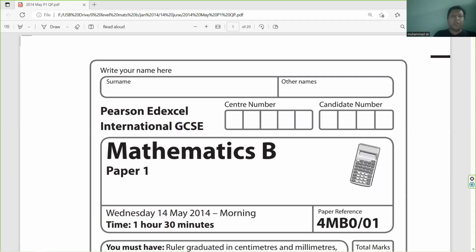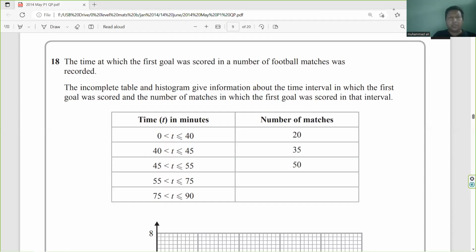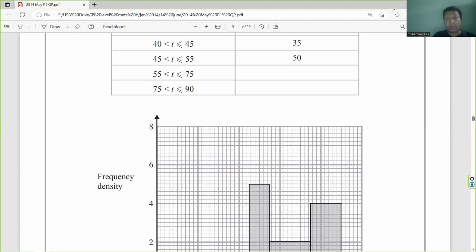Hello everybody. Today we will solve one question from Mathematics B, paper 1, May 2014, question number 18. This is from the statistics chapter, especially histograms.